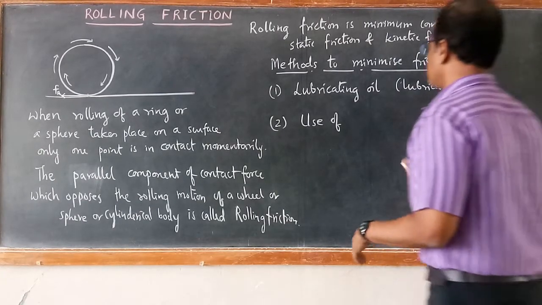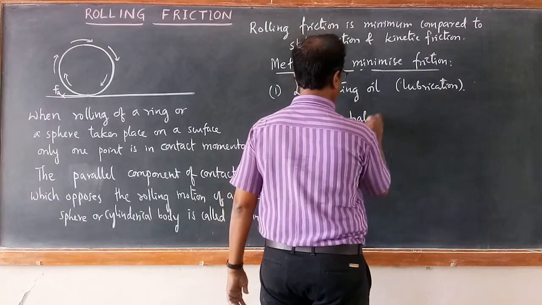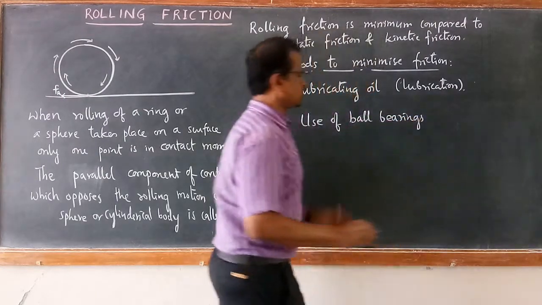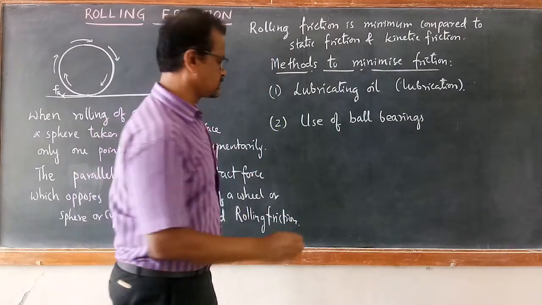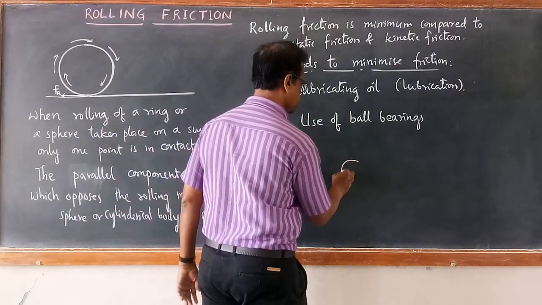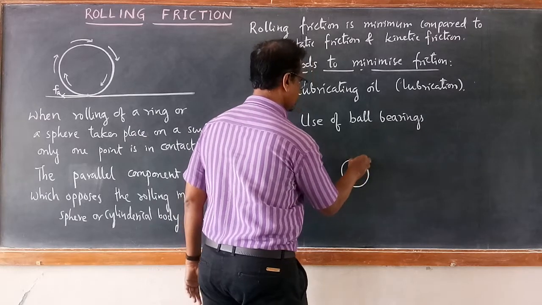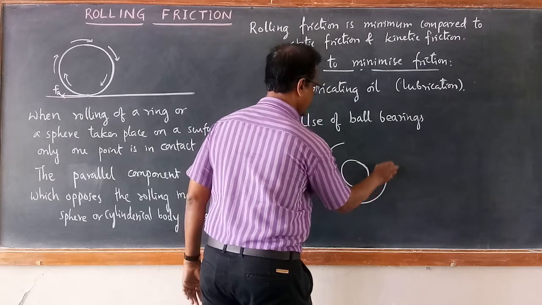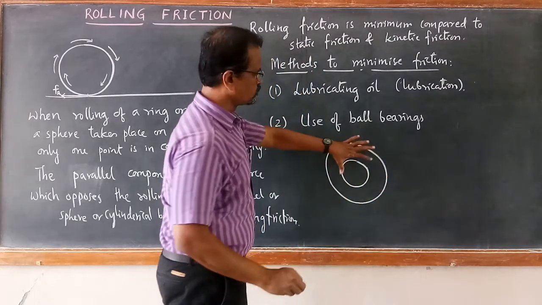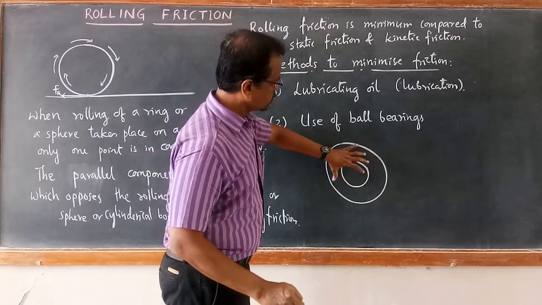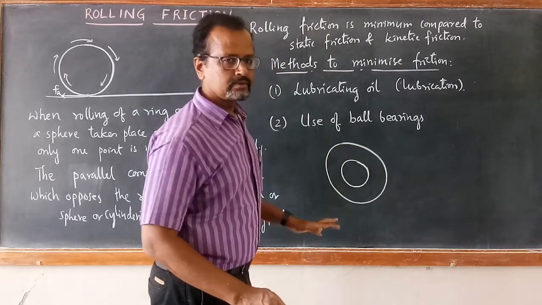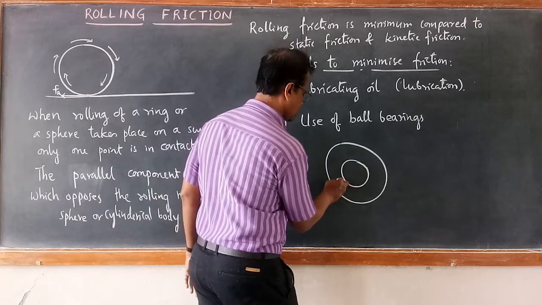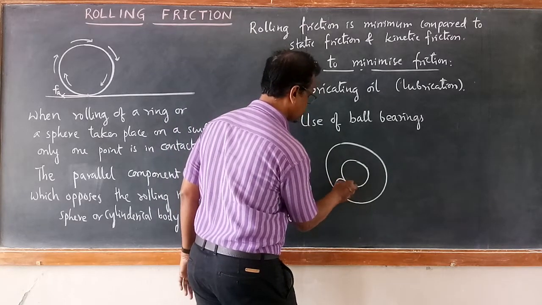The second one is the use of ball bearings in the movable parts. For example, you must have seen a ball bearing system. These are two rings which are moving in opposite directions. These are connected with ball bearings, spherical balls.